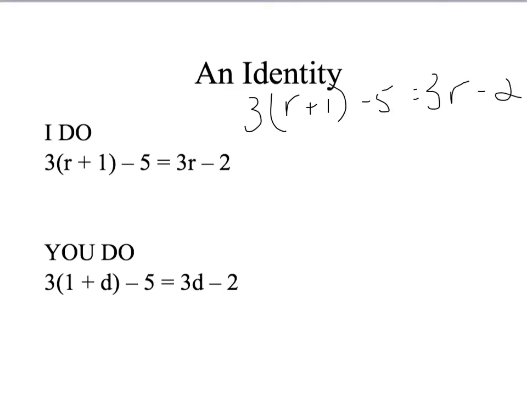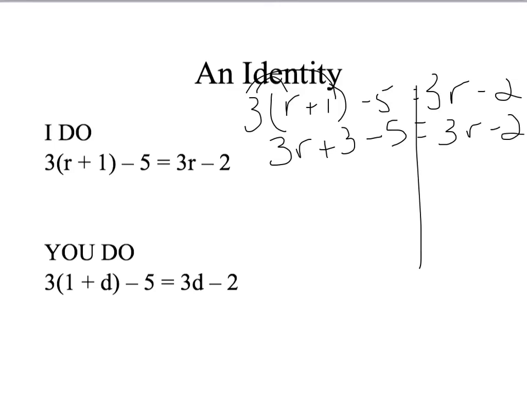3r minus 2. Okay, so the first thing that I want to do is distribute 3 times r, 3r, and 3 times 1 plus 3, and I'm going to bring down the minus 5. Over here on the right hand side I'm just going to rewrite to make it even. Okay, then the next thing I can see is I can combine 3 and negative 5. 3 plus negative 5 is negative 2. So I have 3r minus 2 equals 3r minus 2.